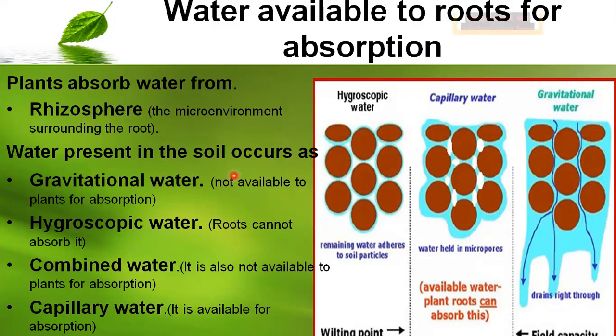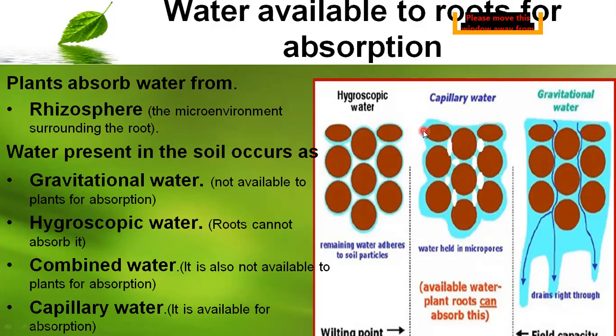Water present in the soil occurs as gravitational water, hygroscopic water, combined water and capillary water. Now, what is meant by gravitational water? I will explain from the diagram. It is free water moving through the soil by force of gravity. It is largely found in the macropores of the soil and very little or no water is available for plant absorption. This gravitational water passes through the macropores between soil particles and drains right through the soil to form a water table.